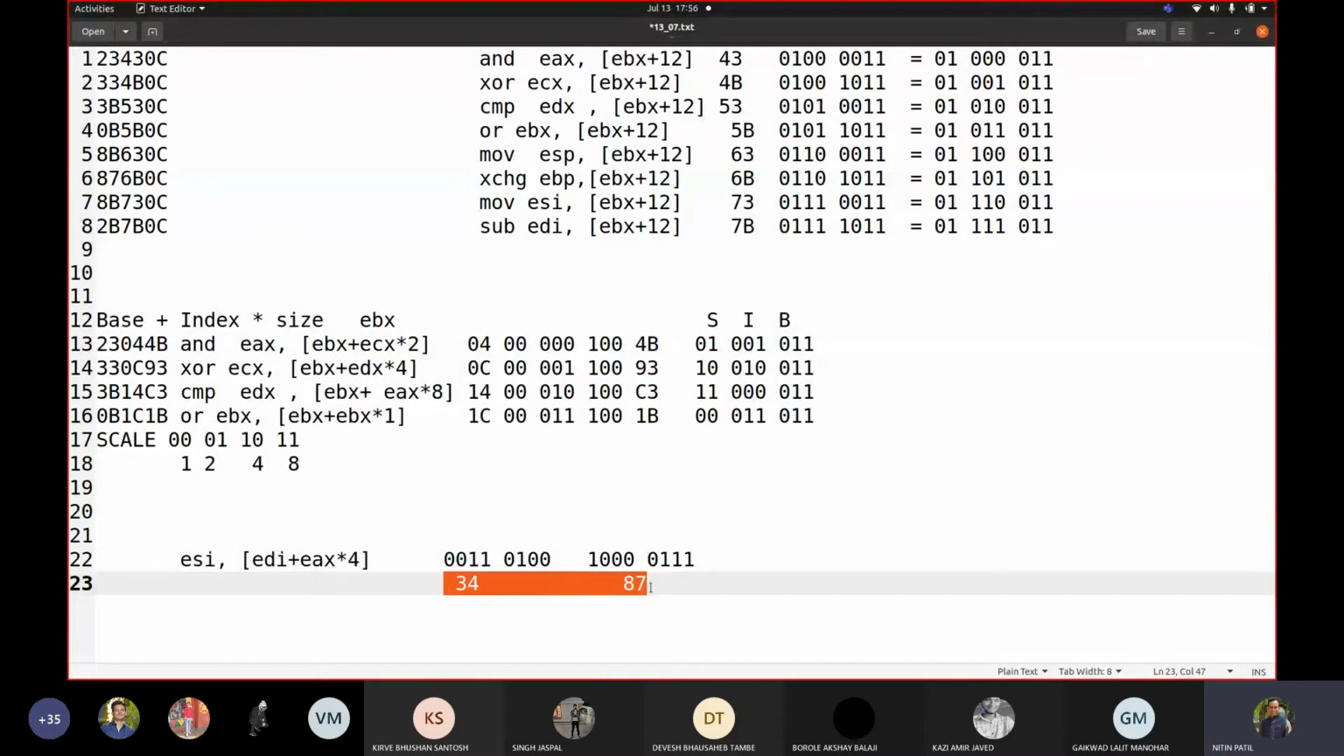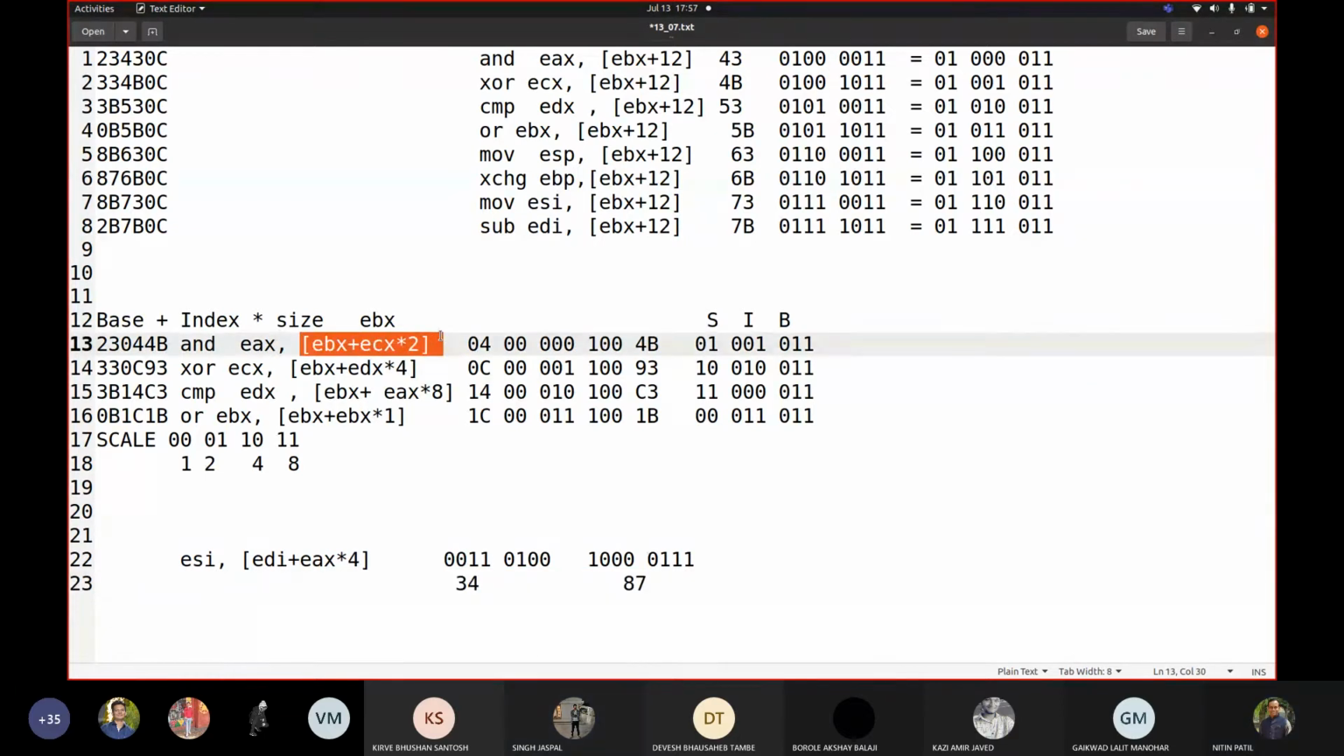Are you with me? How we computed this? Can somebody repeat? Sir, I have one doubt: why in ModRM, why do we take 100 as common here? See, we don't know because this would be an address. Correct?